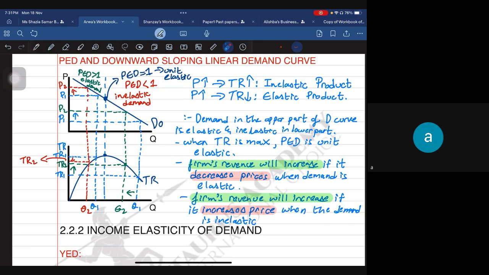So this is it about price elasticity of demand. You can note this down. Then we'll move on to income elasticity of demand. Just give me 1 minute.